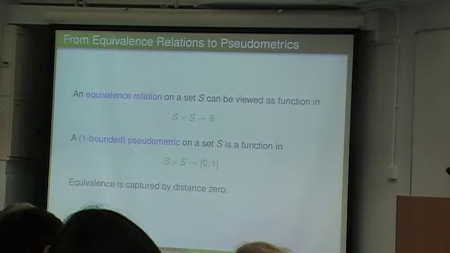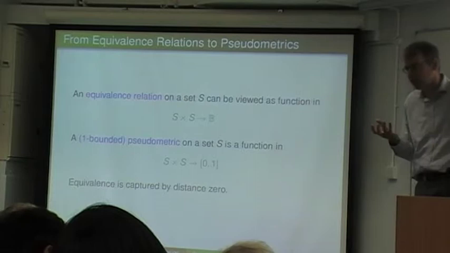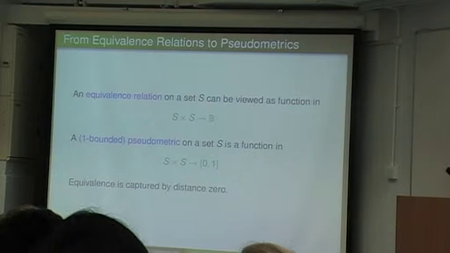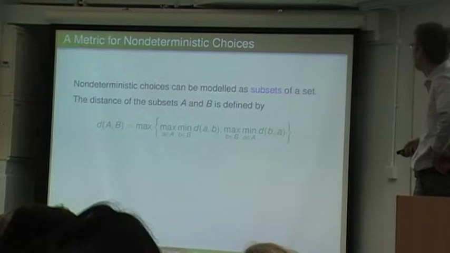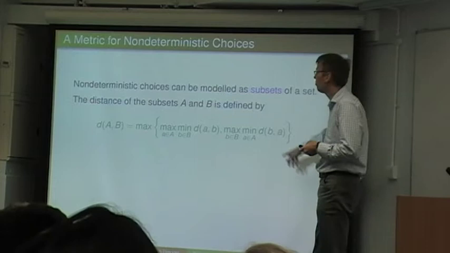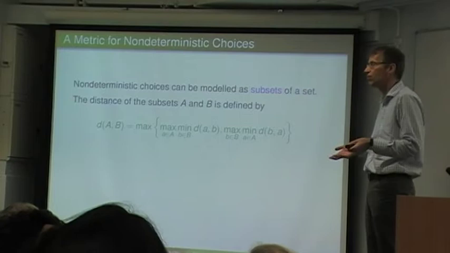So it gives you a nice quantitative generalization of this notion of behavioral equivalence. Now we'd like to come up with a pseudometric that captures behavior equivalence of these automata. Remember that they have both non-determinism and probabilistic choices as well, so this will split into two. First, in non-determinism, usually they're modeled by subsets, so a natural way is to look at a distance function on subsets of a particular set. So this is one.